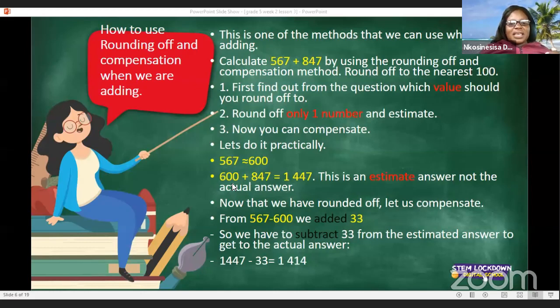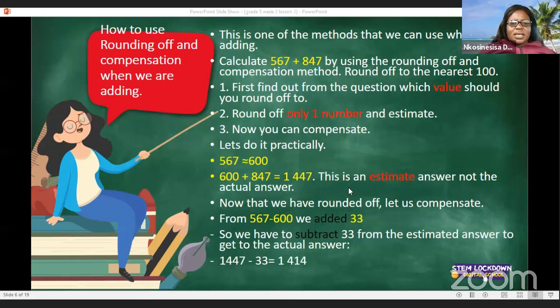So how do you do that mentally? You're going to say 6 plus 8. What is 6 plus 8? It's 14. So you write the 14, and then here there are zeros. So these zeros, you're actually adding them to 47. So 600 plus 847, the answer is 1447. Remember, this is an estimate answer, not the actual answer.